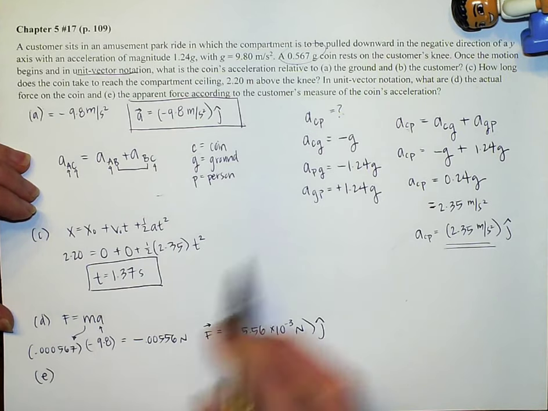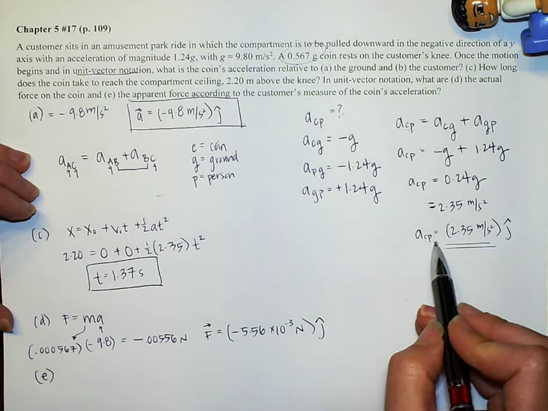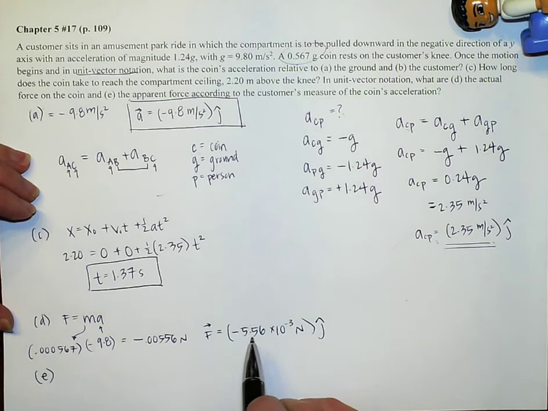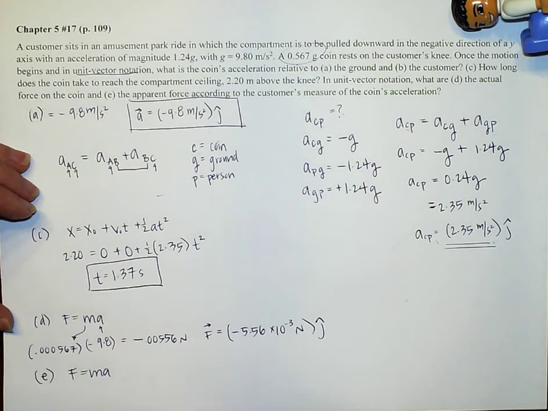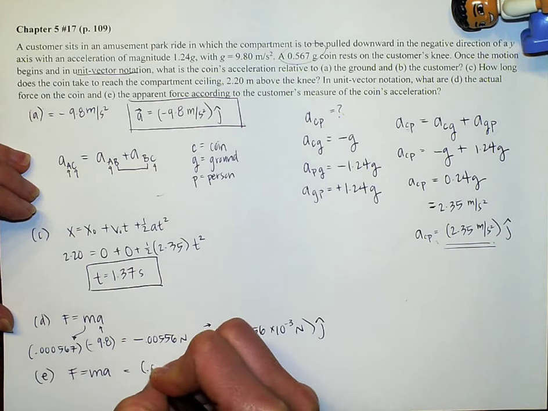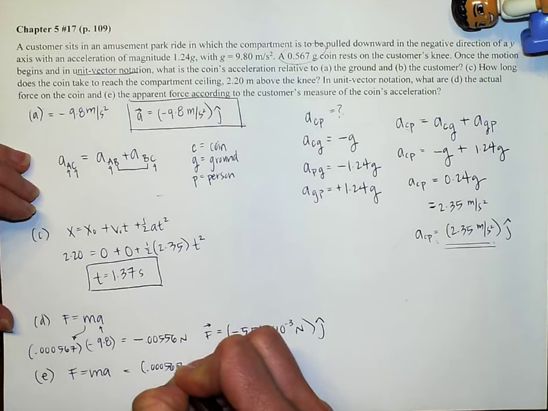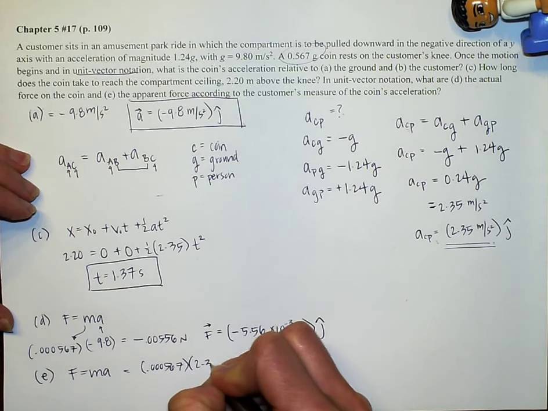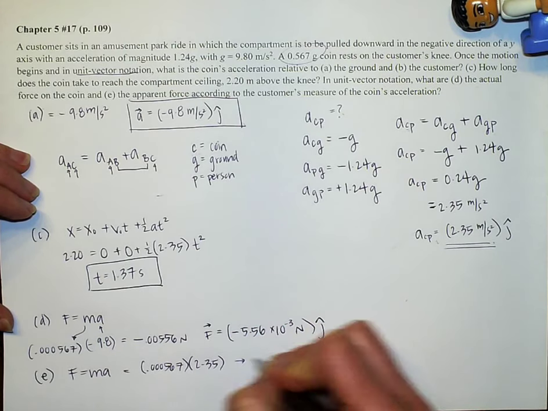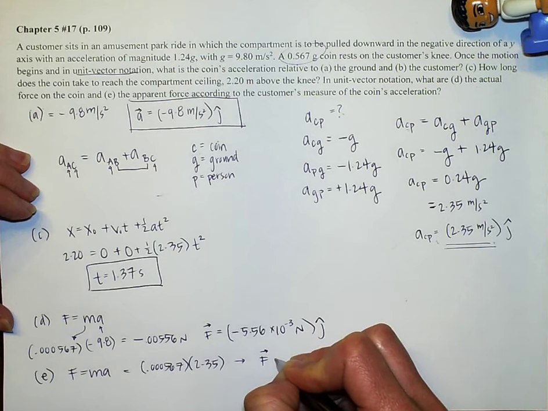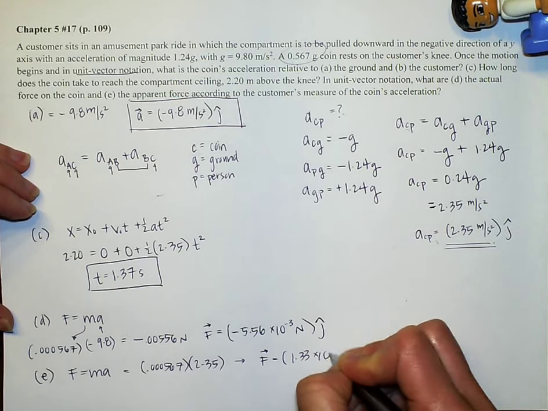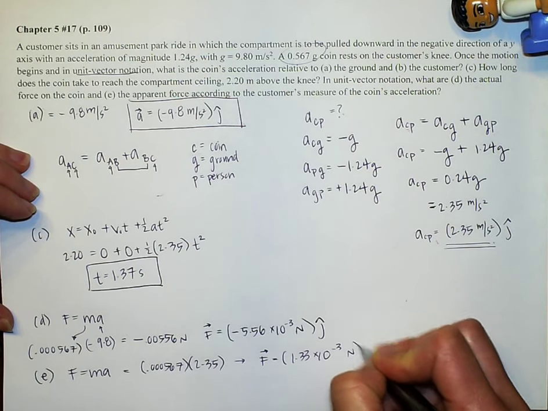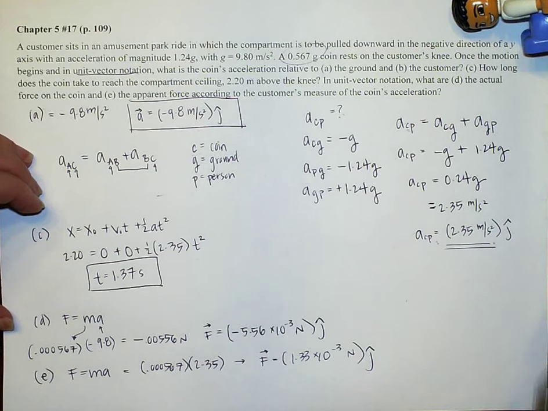And lastly, for part E, the apparent force would be using our apparent acceleration. And so again, F equals ma, always write the equation you're starting with. This will equal 0.000567 times 2.35. And so our force in unit vector notation will equal 1.33 times 10 to the negative 3 newtons j hat. And we're done.